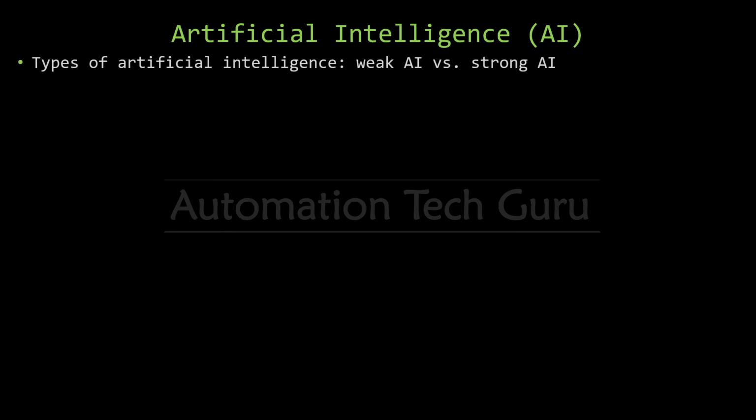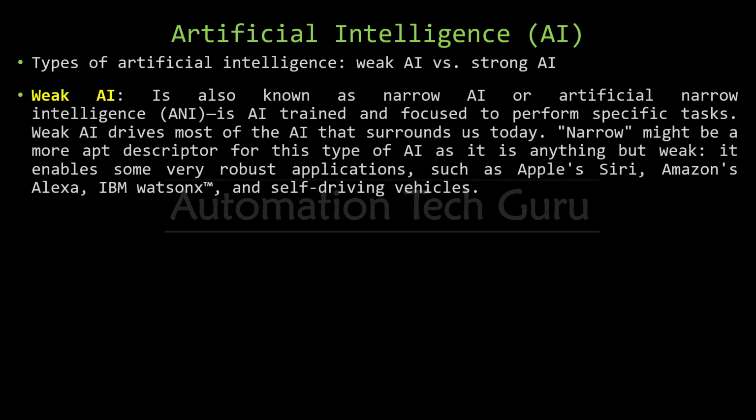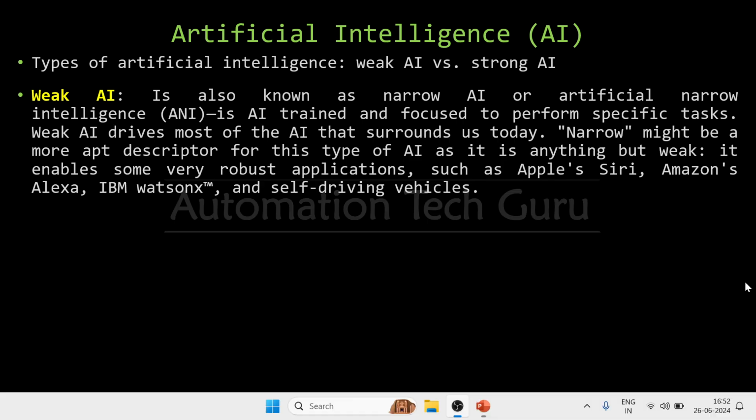Types of artificial intelligence: weak AI and strong AI. Weak AI, also known as narrow AI or artificial narrow intelligence, ANI, is AI trained and focused to perform specific tasks. Weak AI drives most of the AI that surrounds us today. Narrow might be a more apt descriptor for this type of AI as it is anything but weak. It enables some very robust applications such as Apple's Siri, Amazon's Alexa, IBM Watson, and self-driving vehicles.